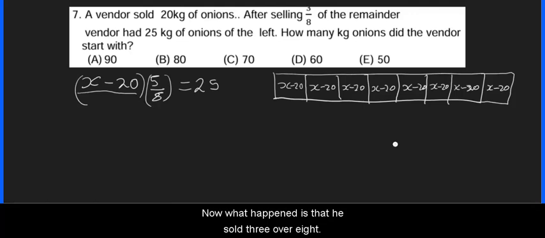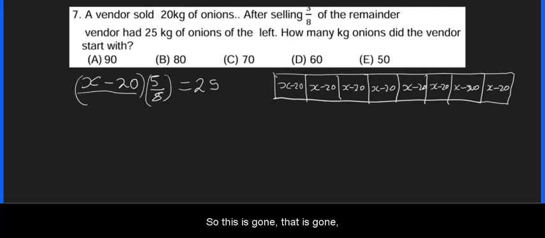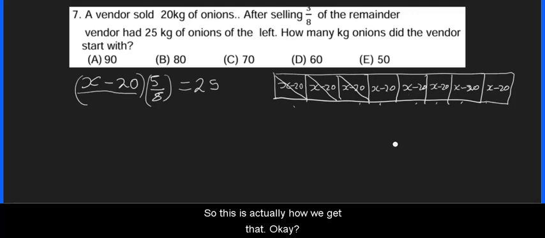Now, what happened is that he sold 3/8. So this is gone. That is gone. That is gone. 3. What is left? Is 1, 2, 3, 4, 5. So it is x minus 20 times 5. Out of what? 1, 2, 3, 4, 5, 6, 7, 8/8. So this is actually how we get that. Okay, so you understand that. That is how we are getting x minus 20 multiplied by 5/8.